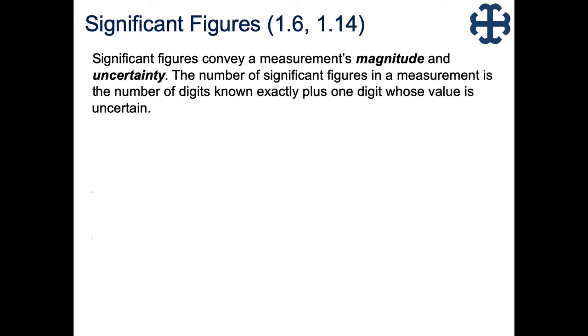Okay? So, significant figures are a way that we convey a measurement's magnitude and uncertainty. That is to say, how big our number is and how precise it can be. Okay? So the number of significant figures in a number is the number of digits that are known exactly plus one whose value is uncertain when we make the measurement itself.